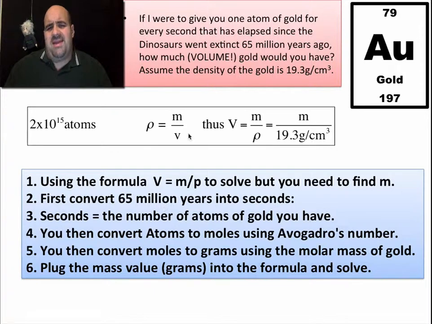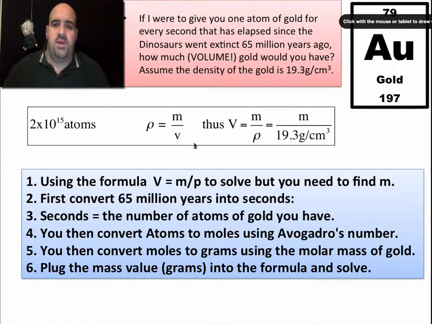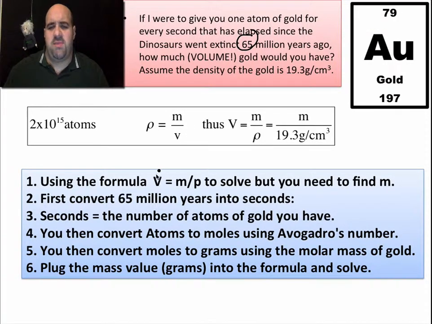So when you're given one of these on a test, and I will undoubtedly switch this up, the steps will be the same, but I'll change the years. I'll change it to something else. I'll use the formula volume equals mass over density to solve, but you got to figure out what m is. So convert the time into seconds, figure out the number of atoms you have. Once you have atoms, we go atoms to moles using Avogadro. Then we go moles to grams. Plug that back in and solve. Yes, a very dense problem, but you are capable of doing it if you take your time and sit through it and work it out.